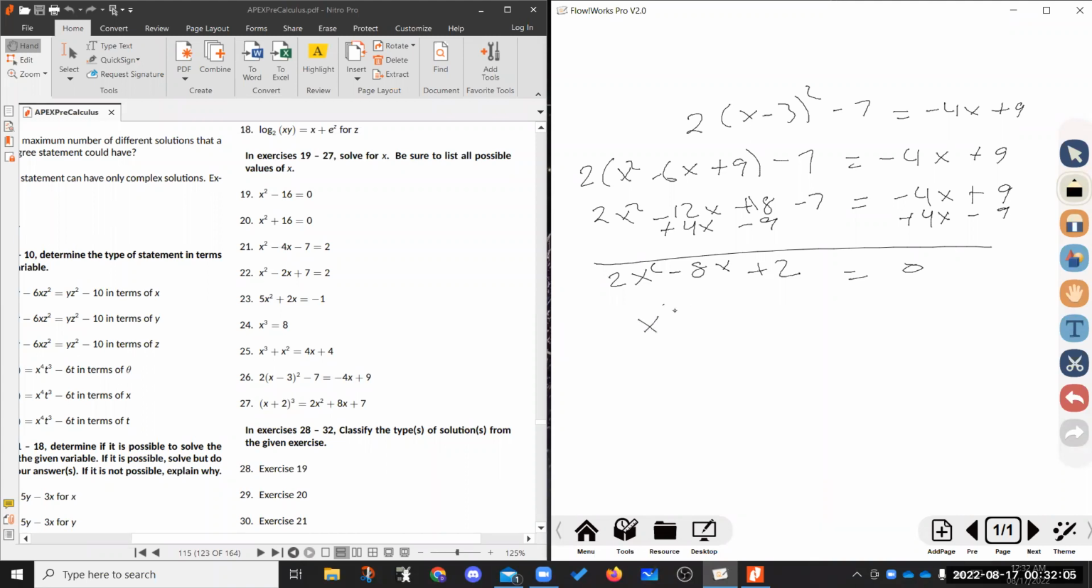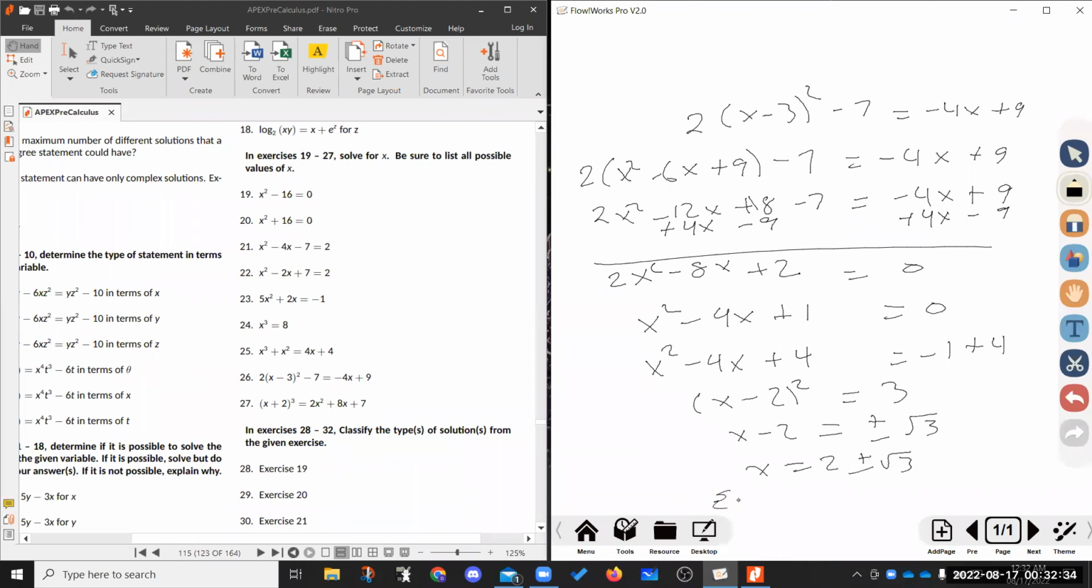Everything's a multiple of 2, so this is the same thing as this. There are no factors of 1 that are going to add up to give me negative 4. So I'm going to take the negative 1 over, half of this squared. That x minus 2 squared is equal to 3. x minus 2 equals plus or minus root 3. And x is equal to 2 plus or minus root 3. So my solution set is 2 minus root 3 and 2 plus root 3.